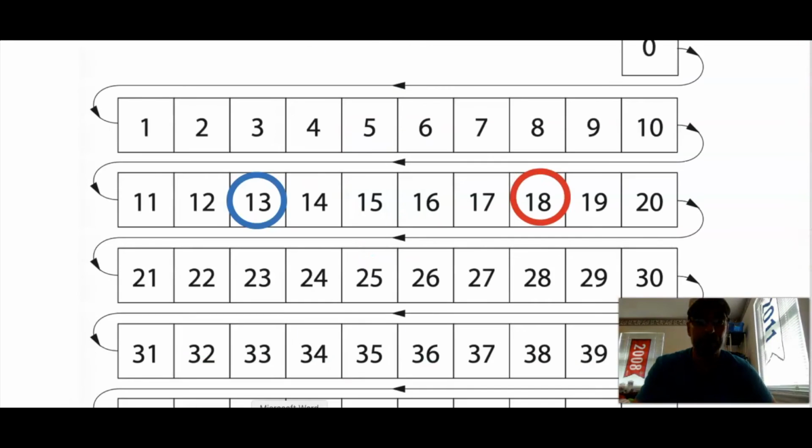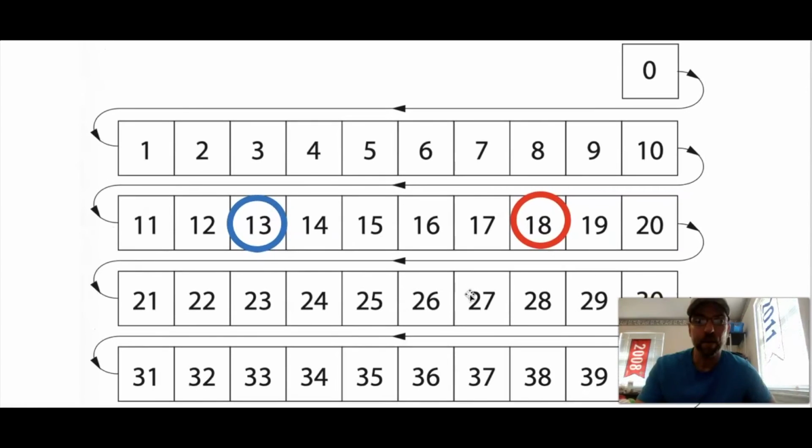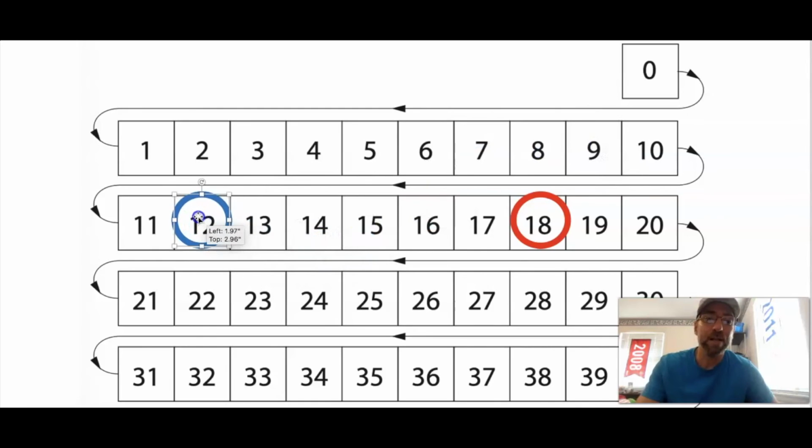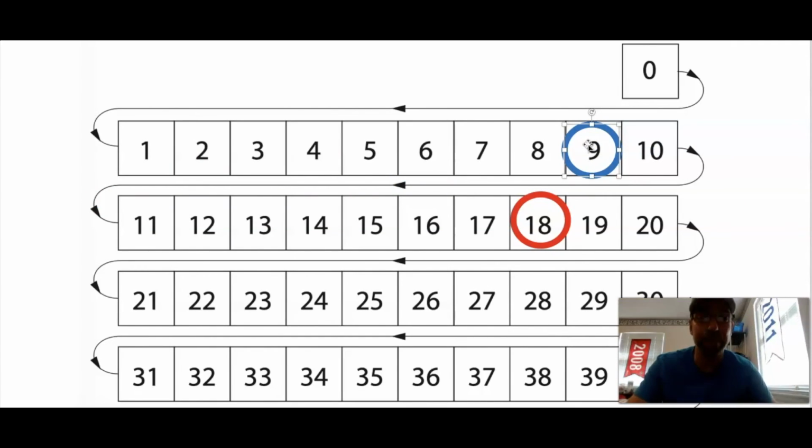4. 4 means 6 spaces back. Oh no, I have to go the other way. 1, 2, 3, 4, 5. Well, I only had to go 4. So I was here. 1, 2, 3, 4. I moved 4 spaces back.